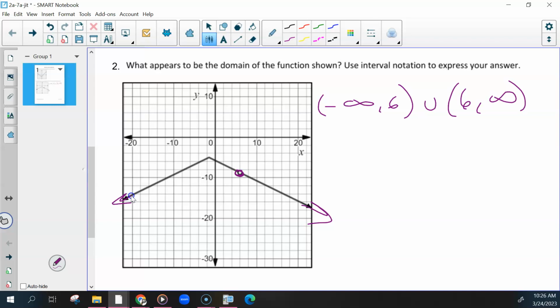Questions on that one? Many of you that I saw that did this, did the first one, did get the right answer. It should be all real numbers, negative infinity to infinity. To those of you that got that, good job.